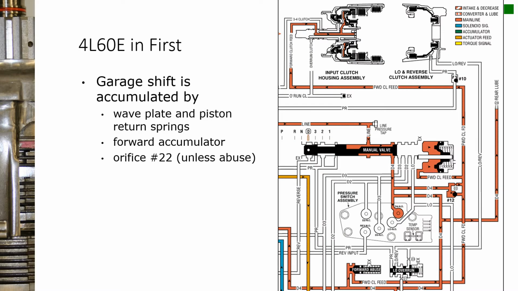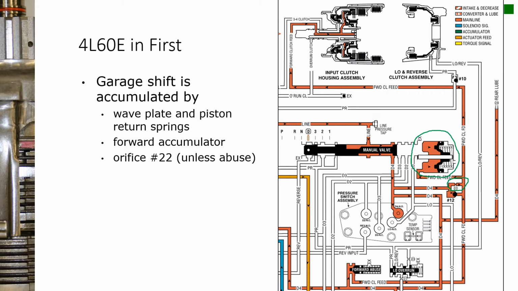So what accumulates or cushions our garage shift? We have our orifice 22, which we just got done talking about, that regulates how quickly the fluid can apply. We have our forward accumulator that gives fluid a place to go, so it allows for a more gradual rise in pressure once the clutch pack clearance is taken up.